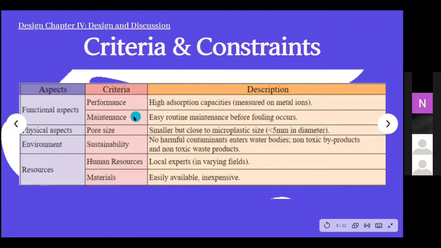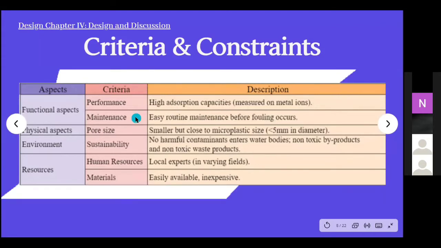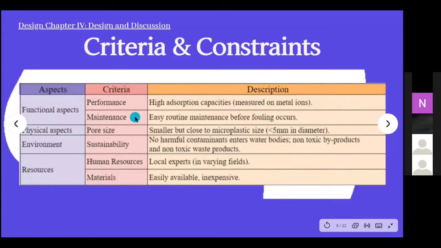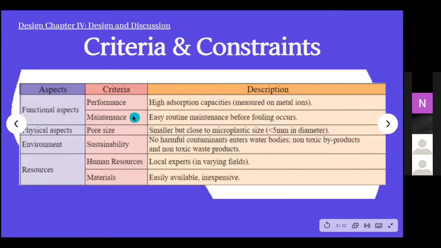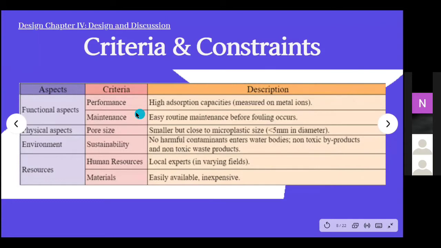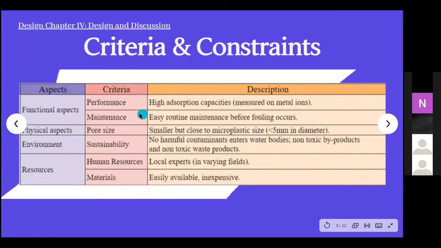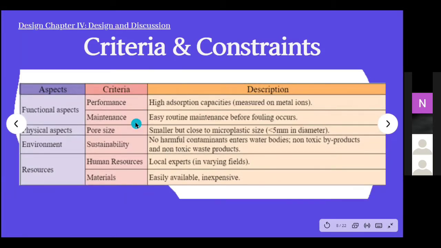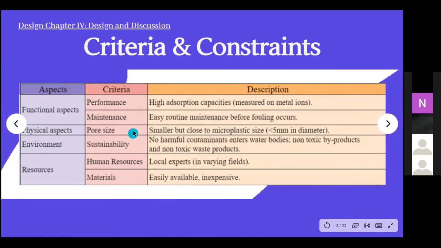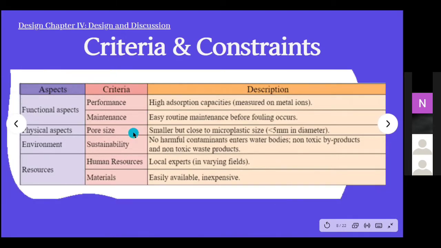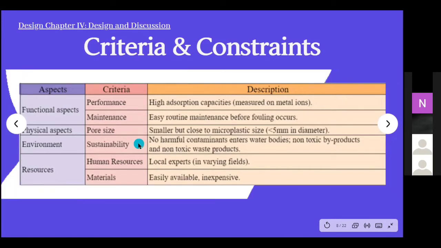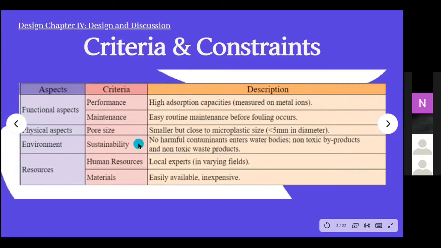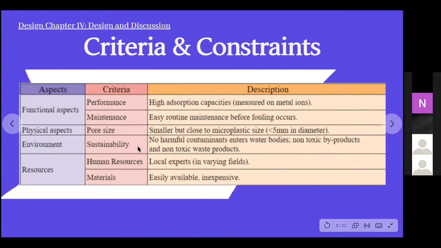For maintenance, it is important that no frequent changing or replacement of the membrane is needed. A membrane that can be reused over and over again with little to no drawbacks from it being reused is preferred. The physical aspect will be measured by the pore size, where it should be smaller but close to the microplastic size. For the sustainability, it's based on the membrane's durability, recyclability, and the eco-friendly materials that are used to make it.